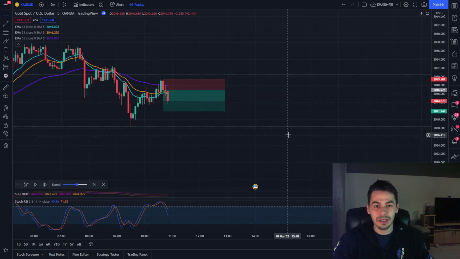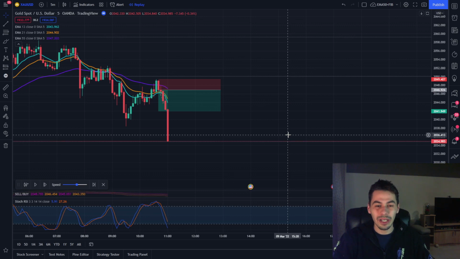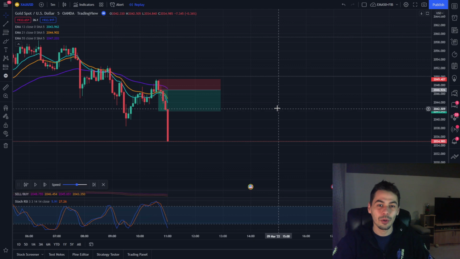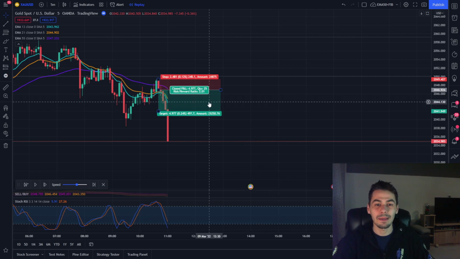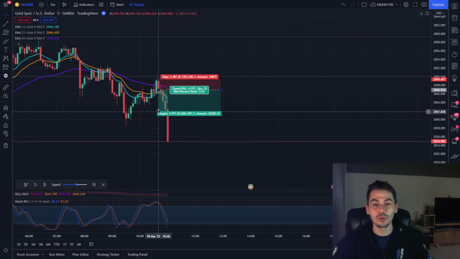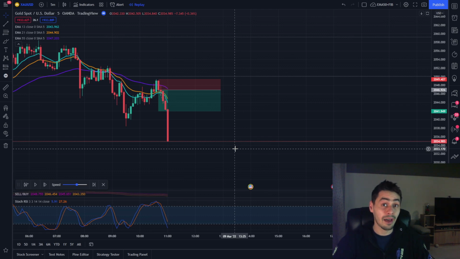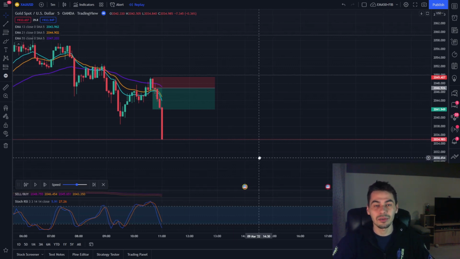Okay, so you are in the position and it goes quite well. You see this huge candle, and at this point, it's okay to take some partials or maybe leave your stop loss at 2 to 1 where you would originally have it, and just ride the position to the downside.